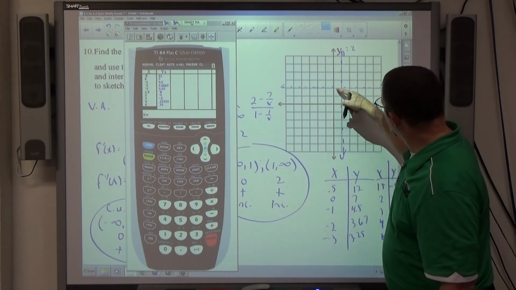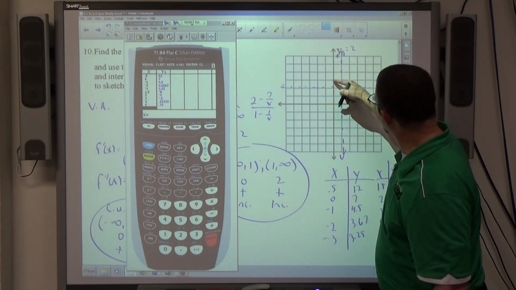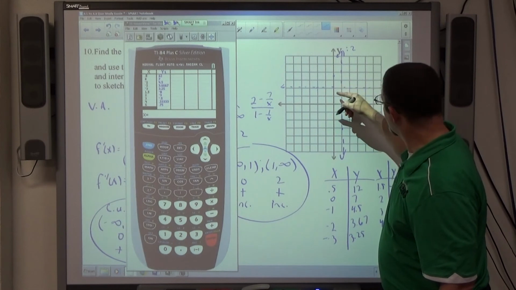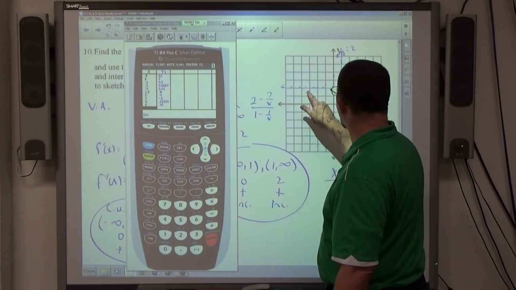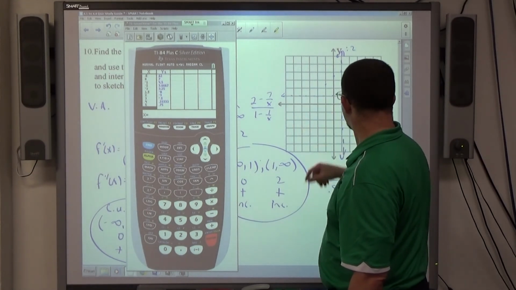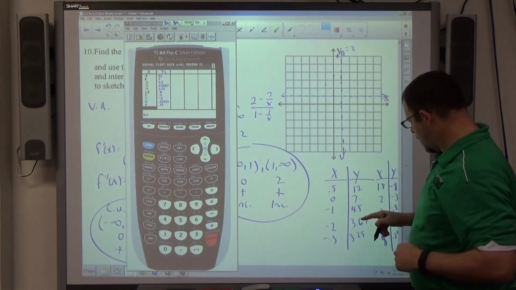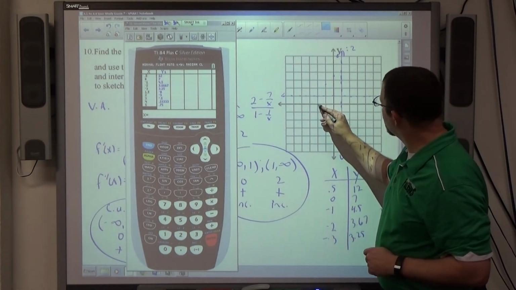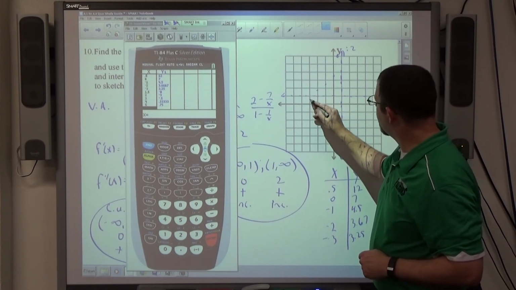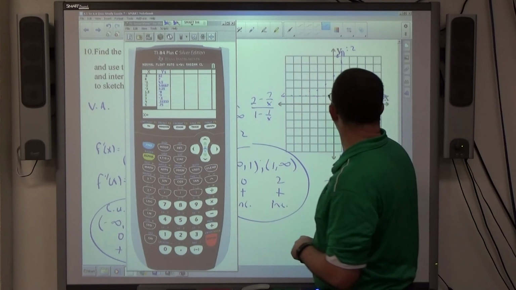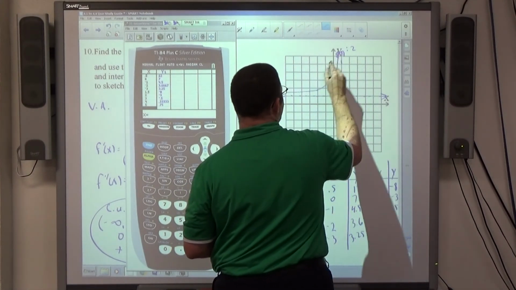So, 2, 4, 6, 8, 10, 12. Oh, you know what? I'm going to move this down. Since I did a 2 scale, y equals 2 is right there. Negative 2, 3.67, so probably about here. Negative 3, 3.25. So it looks like it's kind of flattening out here and kind of going up there.